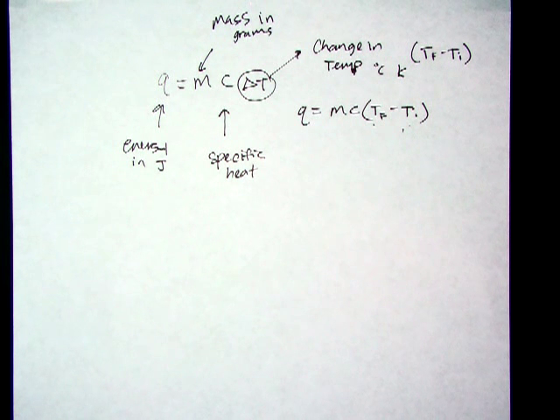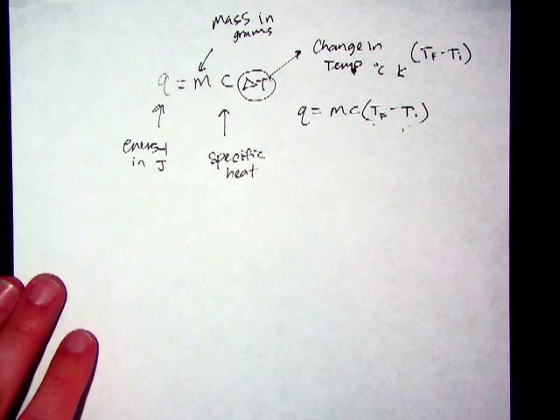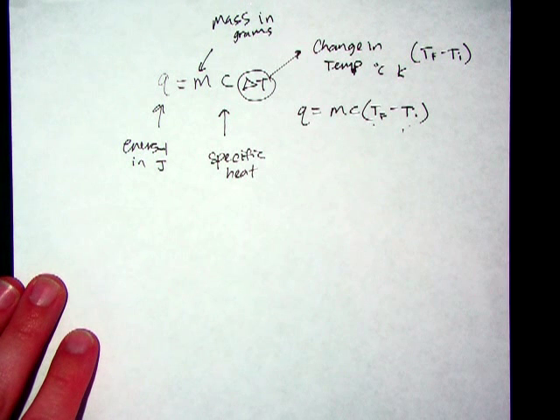A 4-gram sample of glass is heated from 274 to 314 and found to absorb 32 joules of energy. Calculate the specific heat of that glass. Specific heat, what variable is that? It's C. So you're solving for C.